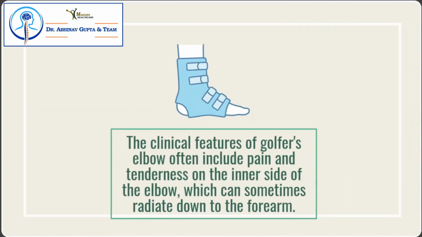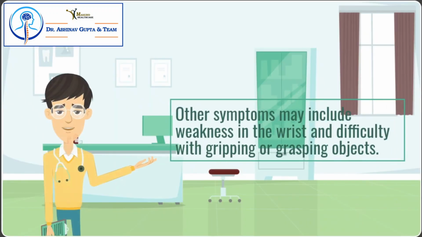The clinical features of golfer's elbow often include pain and tenderness on the inner side of the elbow, which can sometimes radiate down to the forearm. Other symptoms may include weakness in the wrist and difficulty with gripping or grasping objects.